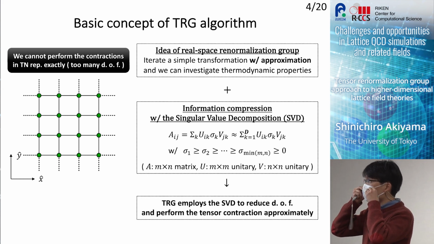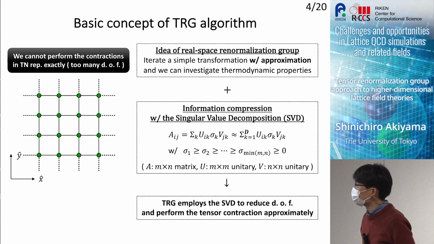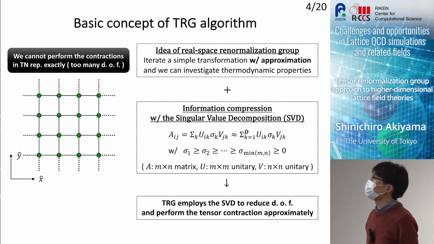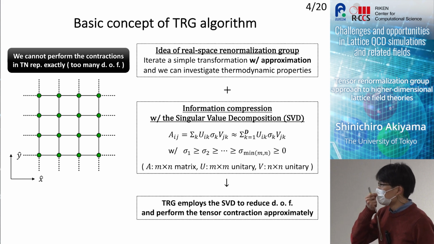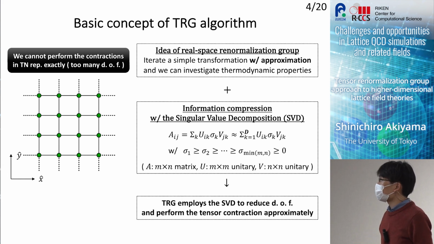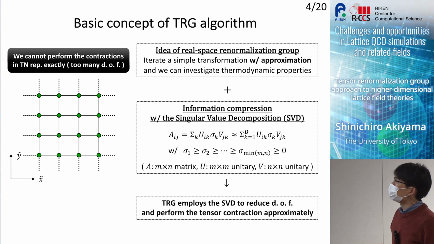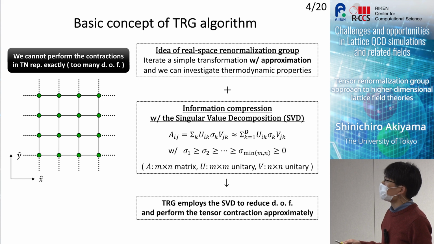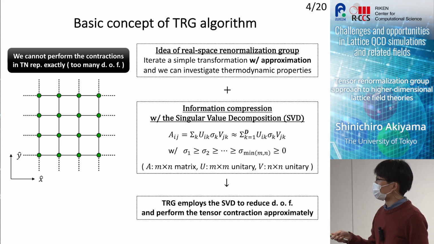And so we can have the tensor network representation for various types of lattice field theories in this way. So our next task is to carry out the tensor contraction. But as I said previously, we cannot perform the tensor contractions exactly because there are too many degrees of freedom. So the TRG employed the idea of the real space renormalization group. I think we can summarize the essence of the real space renormalization group in this way, which is that by repeating a very simple transformation with introducing some proper approximation, we can investigate the thermodynamic properties as a result of many iterations of this simple transformation.